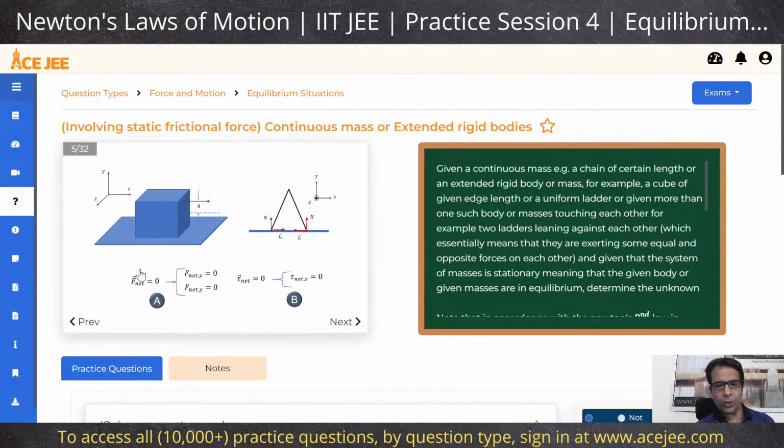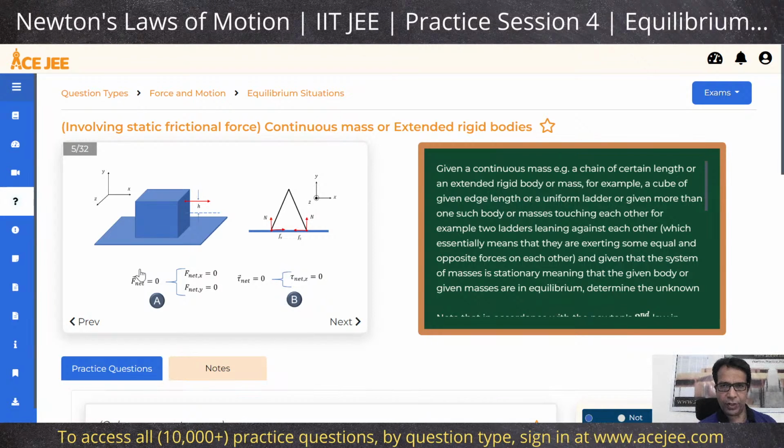Okay. Now in scenario B that is shown here, you have 2 ladders which are placed against each other. So once again, these 2 are examples of an extended rigid body. What do I mean by extended rigid body? The body for which the dimensions are significant enough that we have to account for the torques as well.